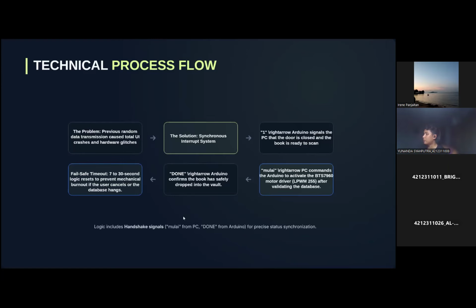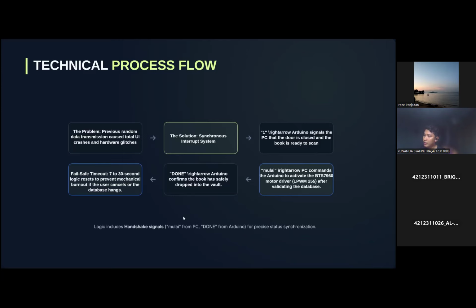Arduino signals the PC that the door is closed and the book is ready to scan. Next, if mulai or write a row, the PC commands the Arduino to activate the BTS 7960 as a motor driver. And after validating the database, once this is done, Arduino confirms the book has safely dropped into the vault.